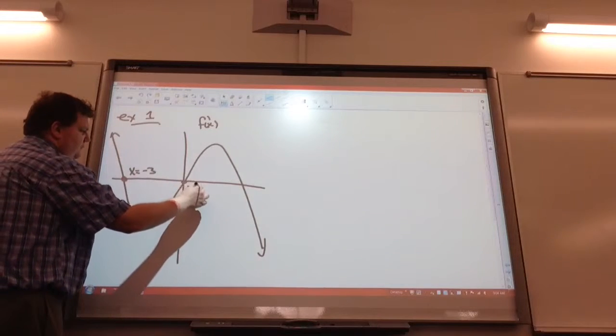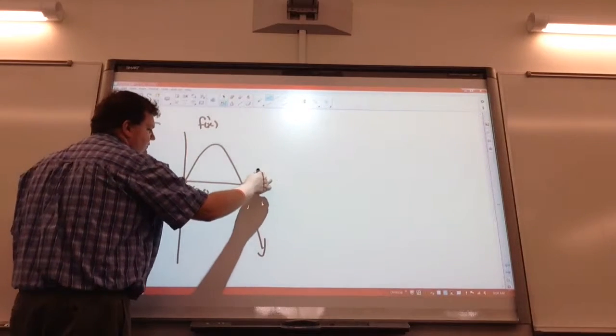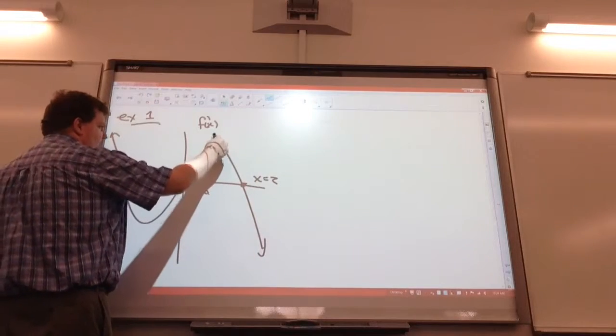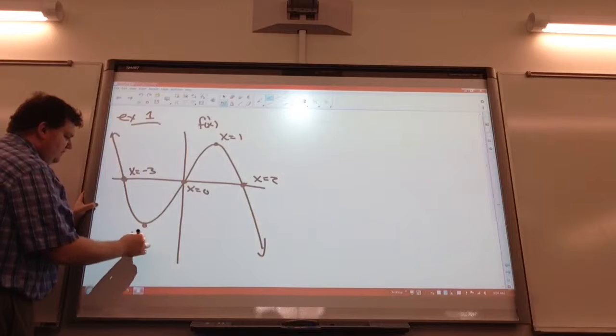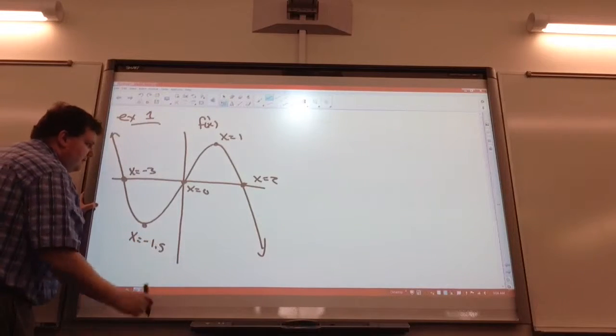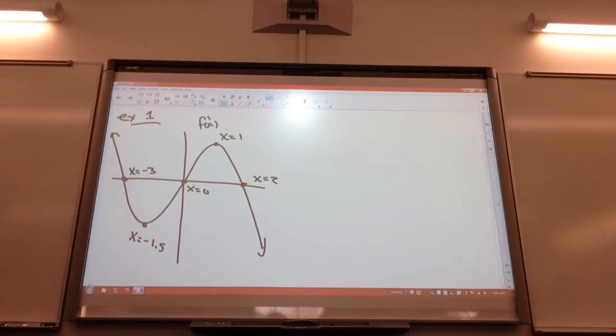This is x equals 0. We'll call this one x equals 2. This point here occurs when x is equal to 1. And this one occurs when x is equal to negative 1.5. Now, from this graph here, I can tell a lot about what f of x is doing.